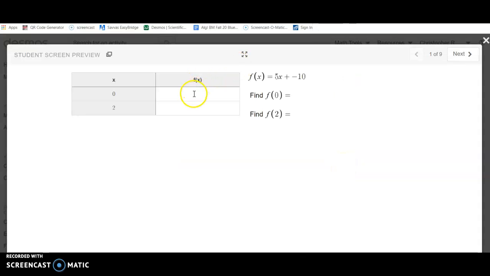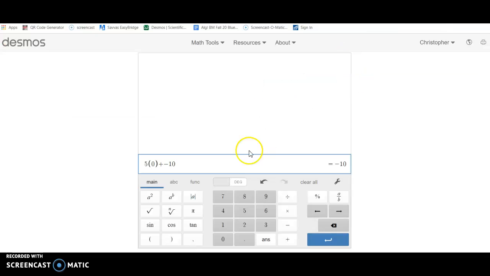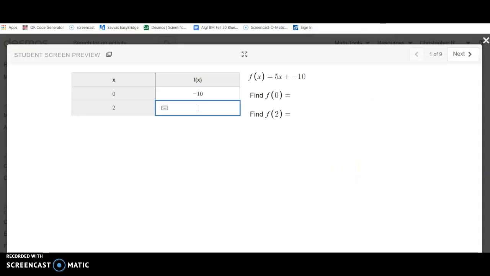So I come back over here, and here I put my negative 10, and now I'm ready for the next one. Now it's going to be 2. It's the same equation though. So all I have to do is replace that number that I had in the parentheses. Now I'm going to replace it with 2. So I'll go back here. I'm replacing that 0 with 2. And my answer is 0. So I'll come back, and here I put my 0, and I go to the next.